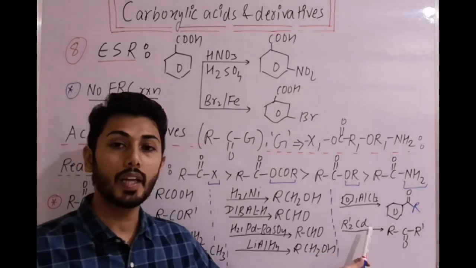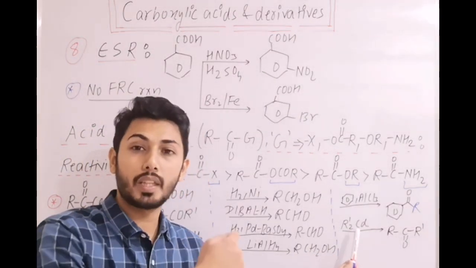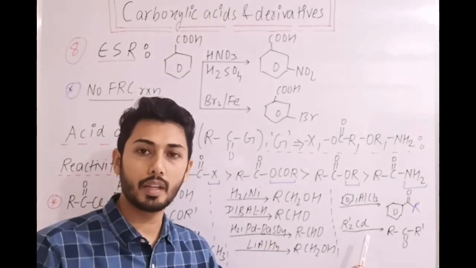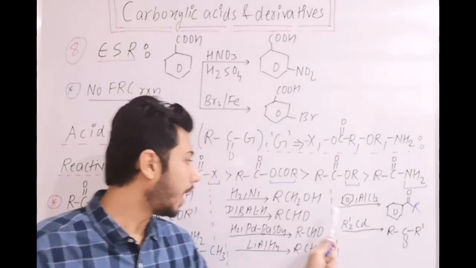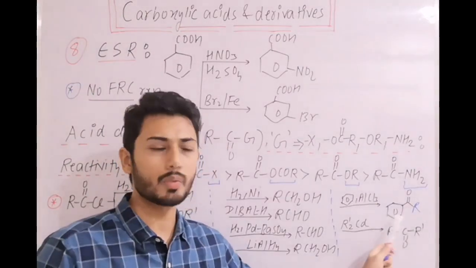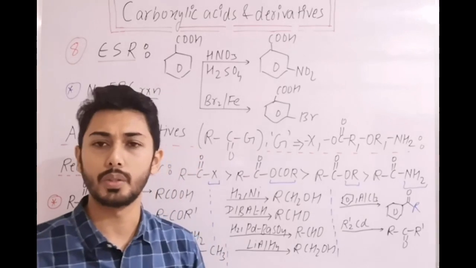Next reaction, dialkyl cadmium. In carbonyl compounds we have done that reaction. This is better in comparison to Grignard. Why? Because it is less reactive and the reaction stops at ketone. So among that, one R will substitute one Cl and we get RC double bond O R dash, or we can write it twice there. Okay, these are some reactions for RCOCl.